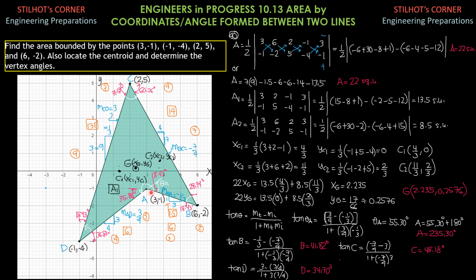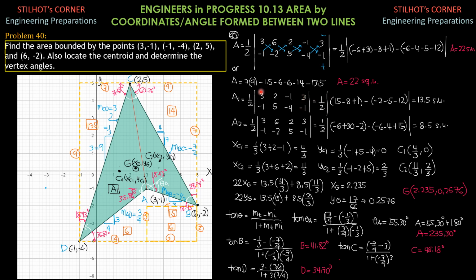Then to locate the centroid, we divide the figure into two triangles. That's the rectangle, that's the triangle. So call this triangle 1 and the area 1, again in counterclockwise direction, beginning with 3 comma negative 1. So the next is 2 comma 5 and the next negative 1 comma negative 4. Then back to the starting point 3 comma negative 1.